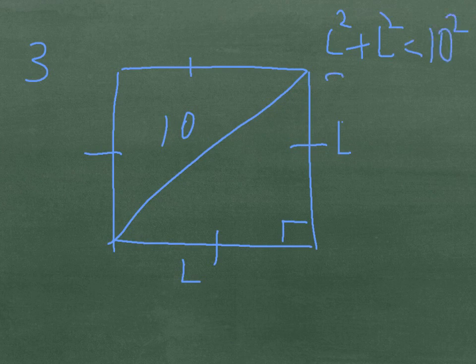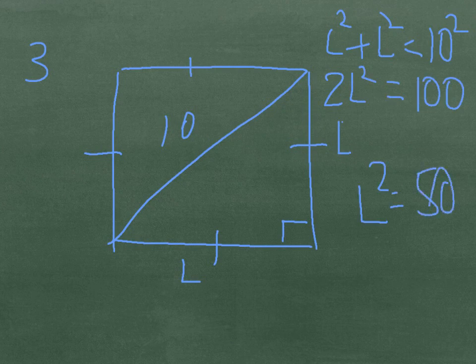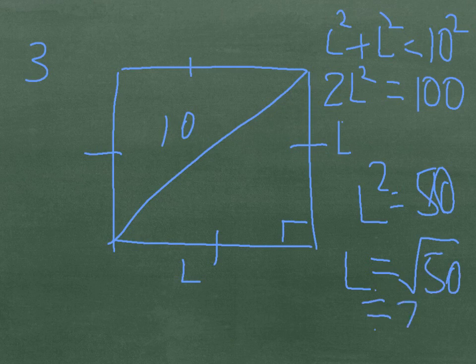So 2L squared is equal to 100. Dividing both sides by 2, we get L squared is equal to 50. And the exact value of L then is the square root of 50, or just over 7, approximately equal to 7.1.